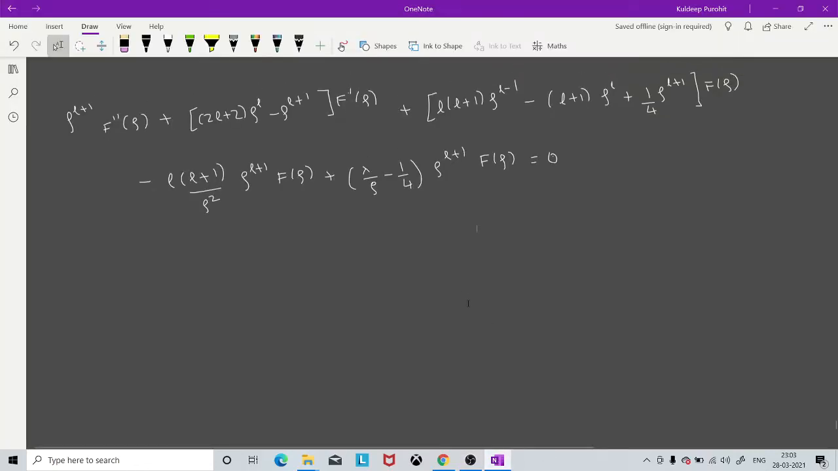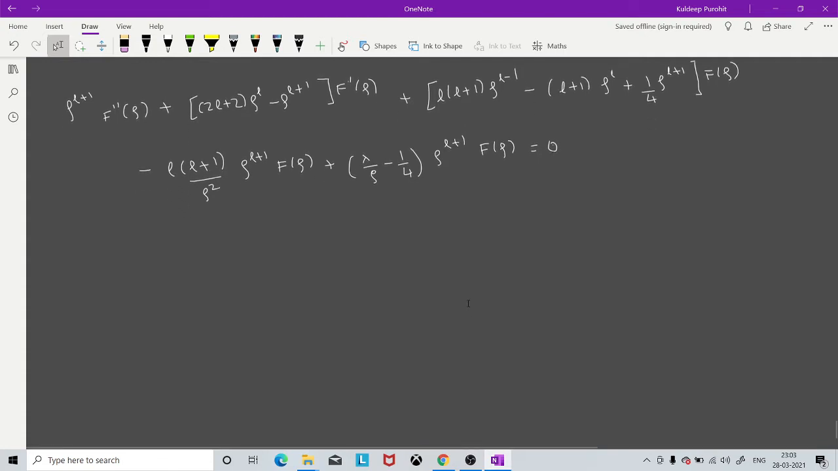So we have this equation now, and in this equation, we can have some common terms which we can cancel out, and this entire formula will be reduced to rho into f double dash of rho, the double derivative of f with respect to rho, plus (2l plus 2 minus rho) into f dash of rho, plus (lambda minus l plus 1) into f of rho, equal to 0.